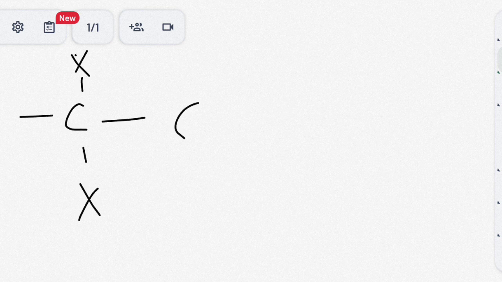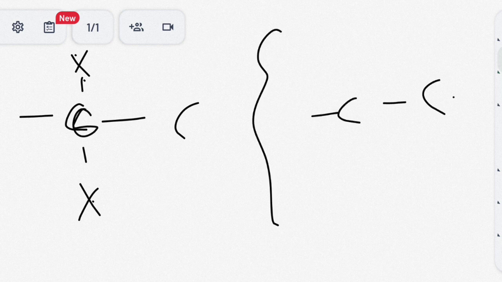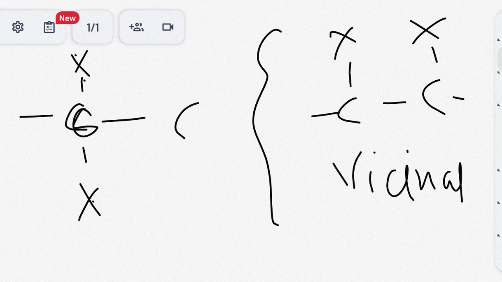Now what are geminal dihalides and vicinal dihalides? Geminal are those in which both the halogens are present on the same carbon atom, whereas in vicinal ones, the halogens are attached to different carbon atoms. So these are vicinal halides and these are geminal.